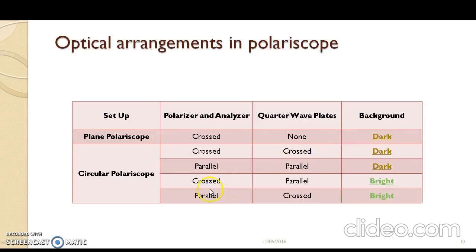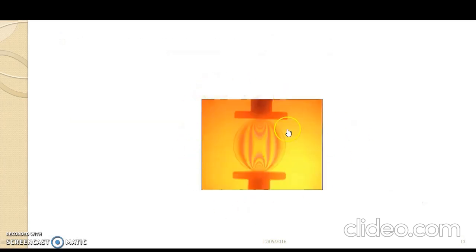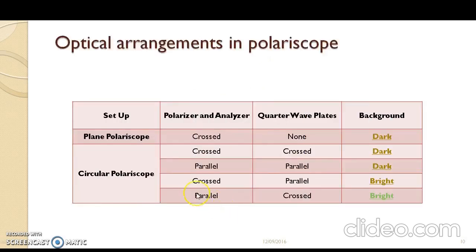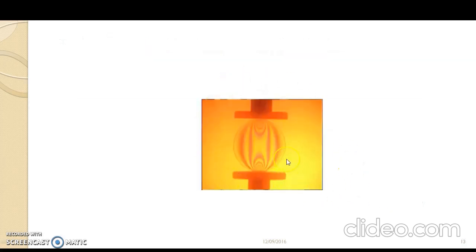So now again in the circular polariscope, you have the polarizer and analyzer crossed and quarter wave plates parallel, where you get a bright background. As you can see, observe here, you have a bright background here, where the model is stressed. You can easily identify the isochromatics here. Now coming back, the last condition, the parallel and crossed. Now polarizer and analyzer are kept parallel here and quarter wave plates are crossed. That means to say 90 degrees perpendicular to each other. So you get a bright background in this fashion.